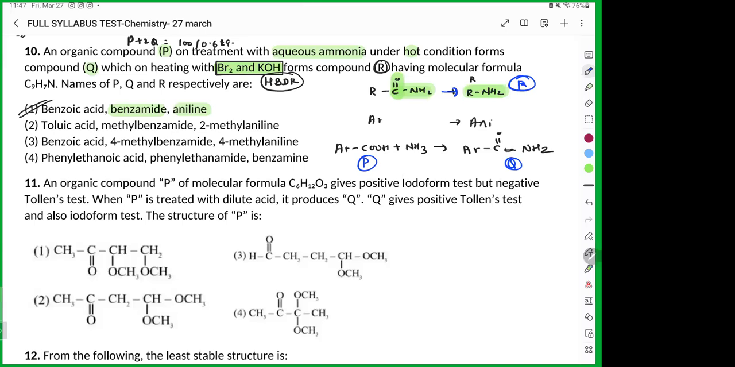An organic compound P has this molecular formula. Positive iodoform test means it has at least this group. But negative Tollens test means aldehyde is not present. When the same P is treated with dilute acid, it produces Q, and Q gives the Tollens test. It means P after dilute acid will produce Q, which gives the aldehyde test and also the iodoform test. What is P?